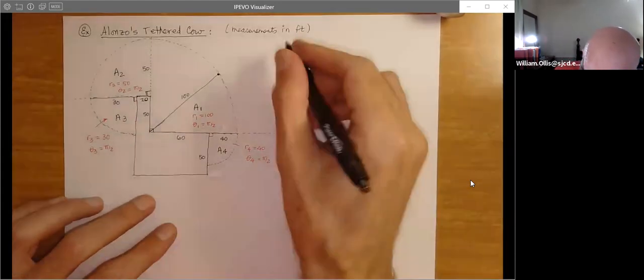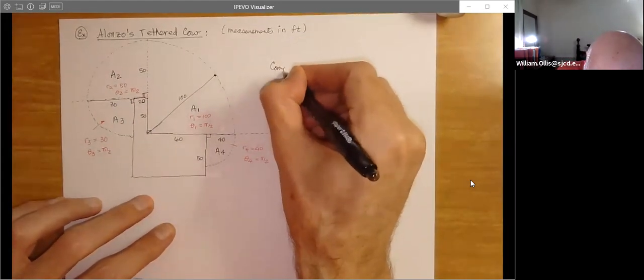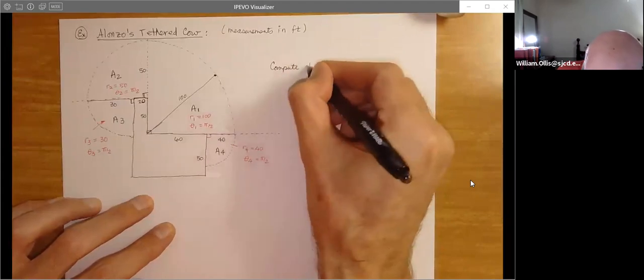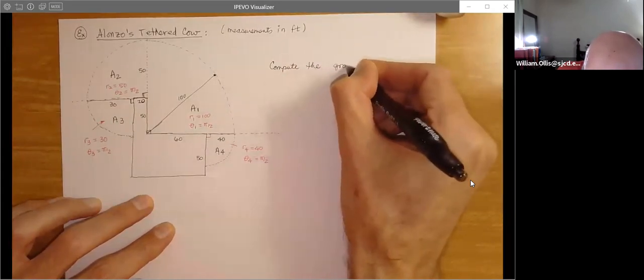So now, we want to compute the grazing area.